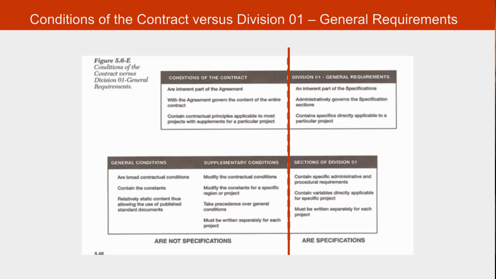When you think about what is actually a specification and what is not a specification, it's important to see that the conditions of the contract and Division 1 are in fact different in this regard. The conditions of the contract, which includes the general conditions, the AIA A201, and the owner's supplementary conditions, are not specifications. Remember that. AIA A201, the general conditions, and the owner's supplementary conditions are not specifications. Those are contracting conditions. Division 1, the general requirements, and the sections of Division 1, that is the Part 1 General in each of the specification sections, are naturally specifications. They are a critical component of the specifications. So you need to understand that difference.